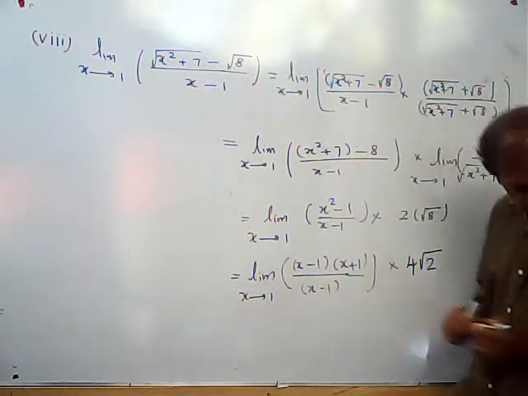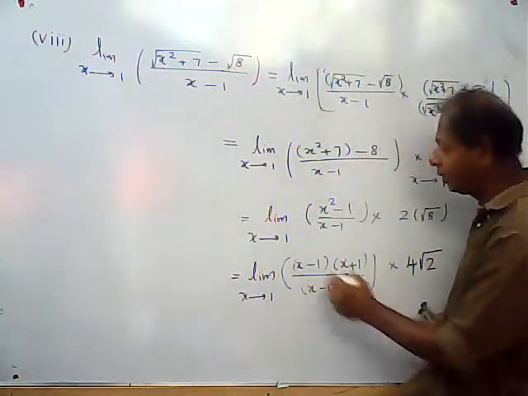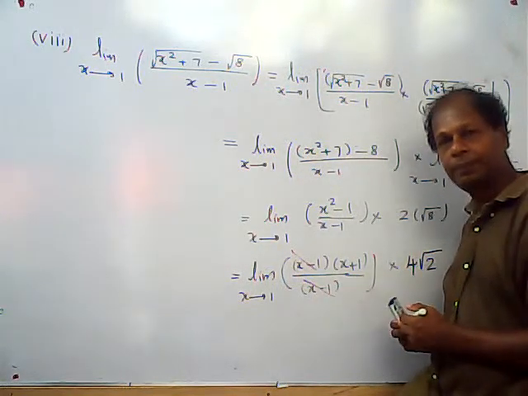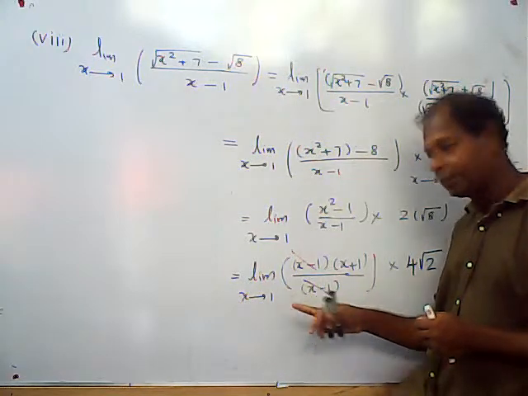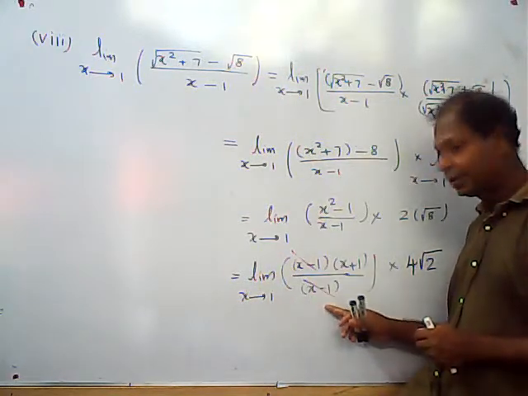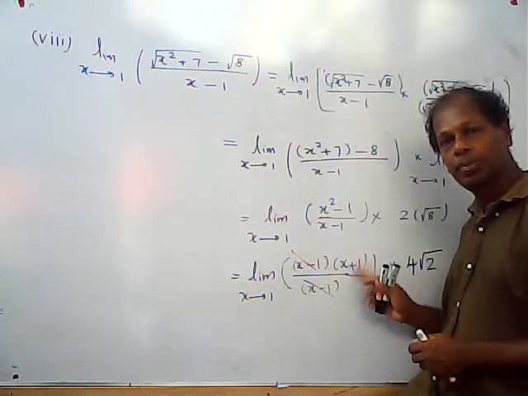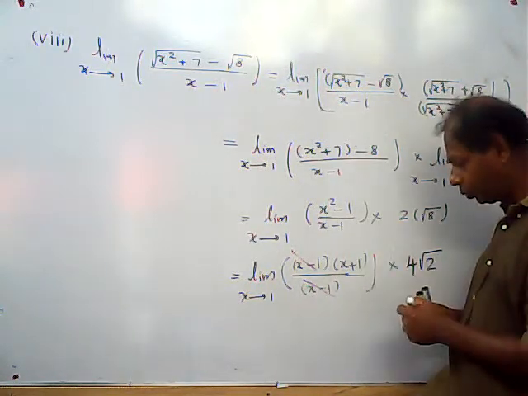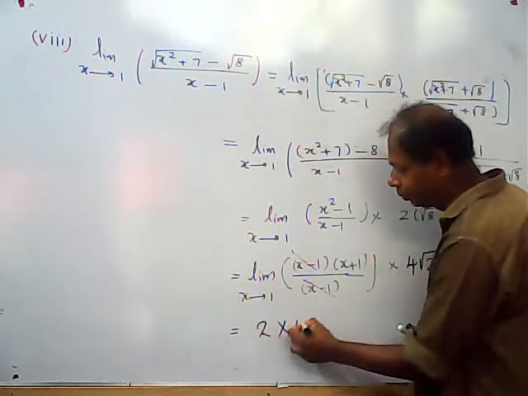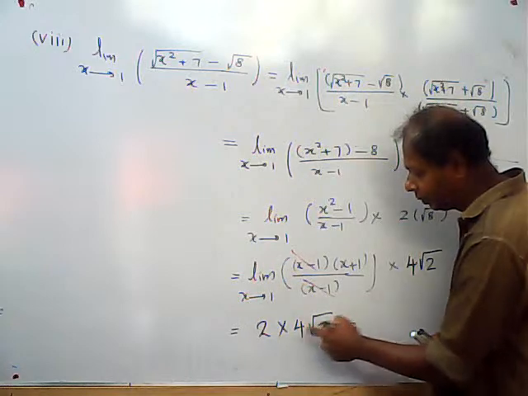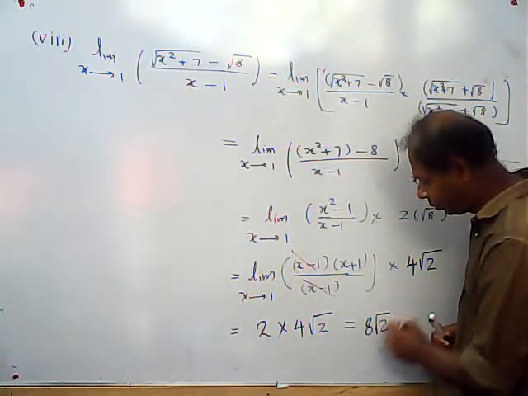And here x minus 1 gets cancelled. Again, x is not equal to 1. We want to see what happens as x goes to 1, gets closer to 1, right? Okay, that will get cancelled. And as x goes to 1, leaving x plus 1, that will go to 2. 2 into 4 root 2. So altogether it is 8 root 2. Finally the answer is 8 root 2.